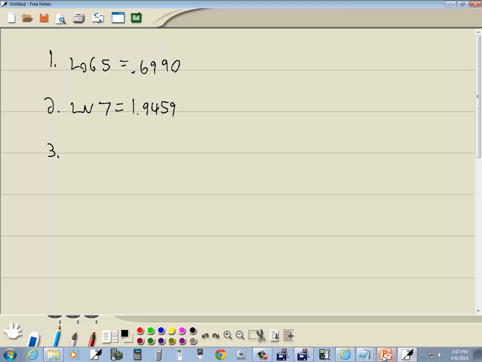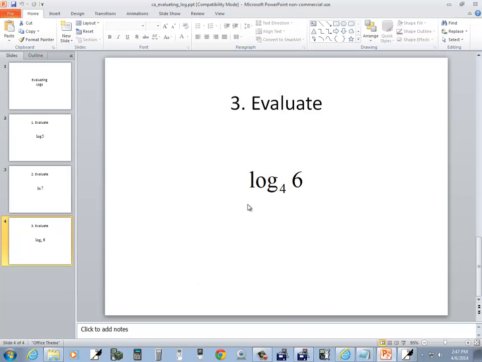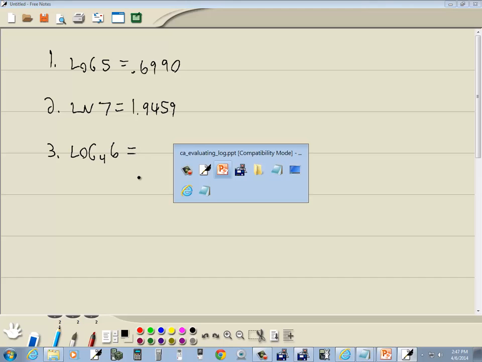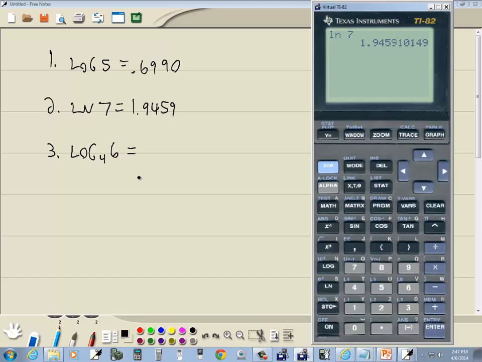Okay, let's look at our third example. Log base 4 of 6. Now we have 2 buttons on our calculator. We have this log button, which is base 10. We have the LN button, which is base E. Common log and natural log. We don't have a base 4, because you'd have to have an infinite number of buttons to handle every possible base there was. 5, 6, 7, 8, 9, 201, 310.